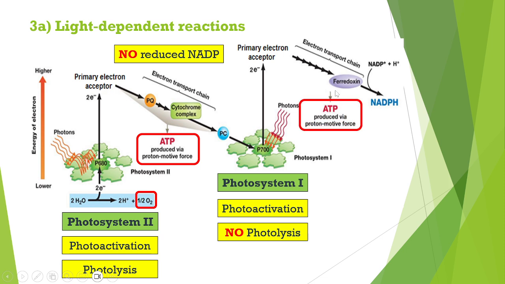So with another ETC, we make more ATP, and at the end of the second ETC, there is the final electron acceptor, NADP, to accept the electrons, and also a proton, to form NADPH, or reduced NADP. So this is one pathway, showing how light-dependent reactions convert the light energy absorbed by the photosynthetic pigments into ATP and reduced NADP, chemical energy stored in ATP and reduced NADP.